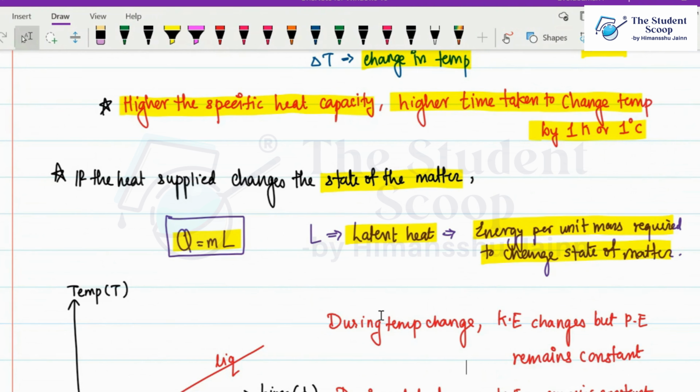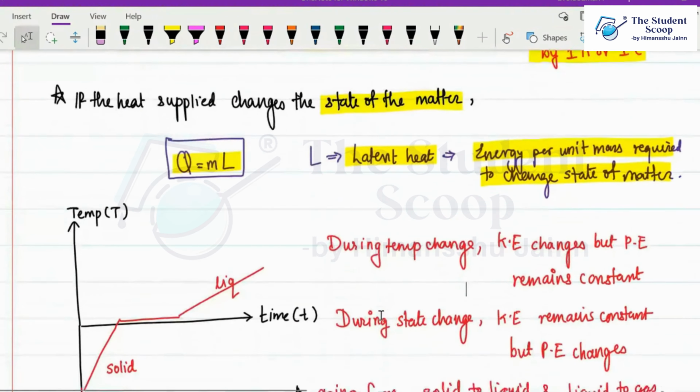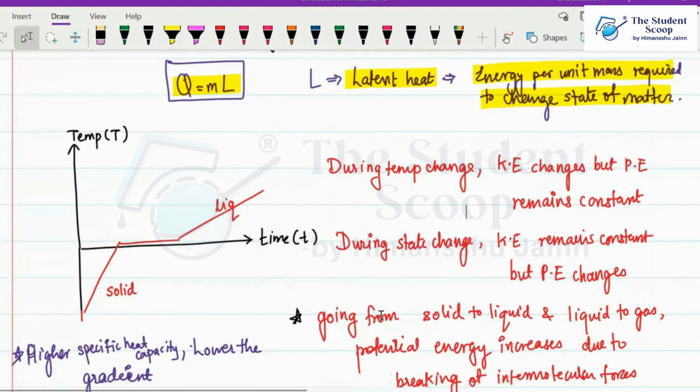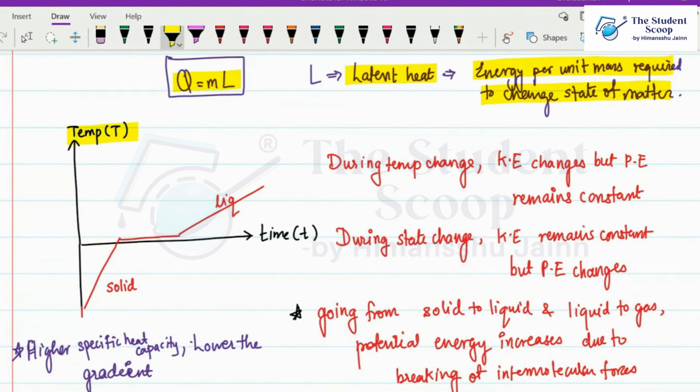Other questions related to this topic are based on the temperature versus time graph. So it is very important to understand the temperature versus time graph, what happens. Okay. So the temperature versus time graph. Let's say an object like ice starts from a solid state and we are providing heat at a constant rate.